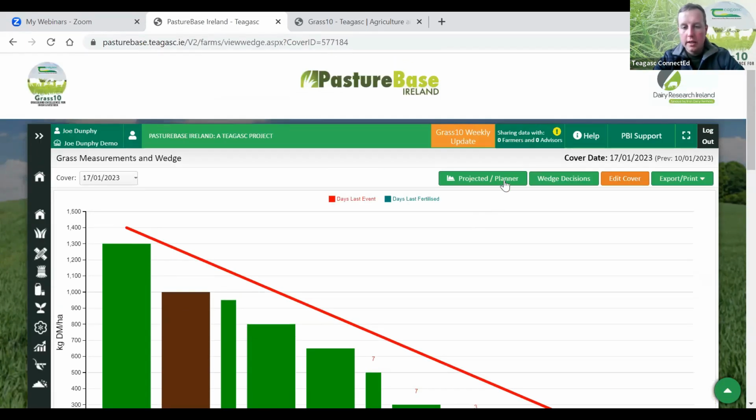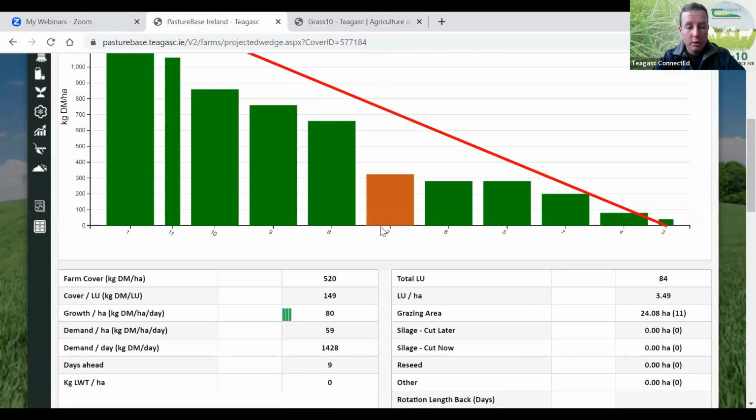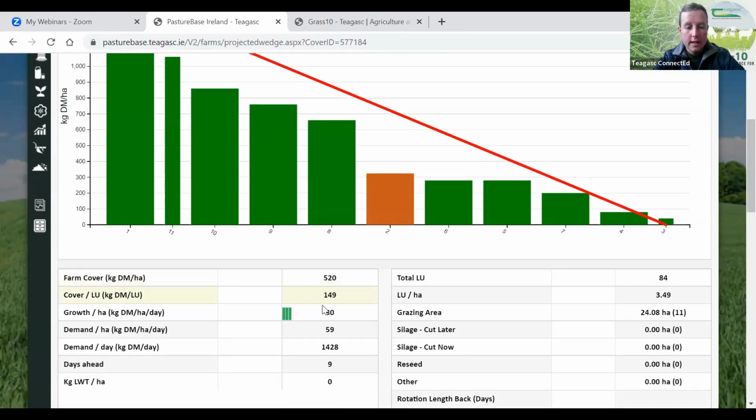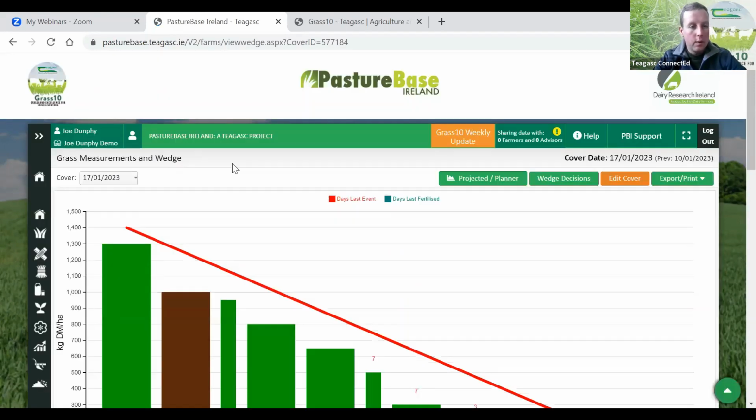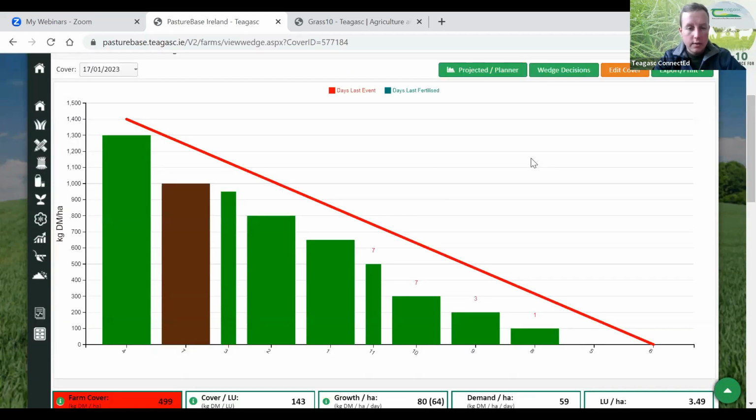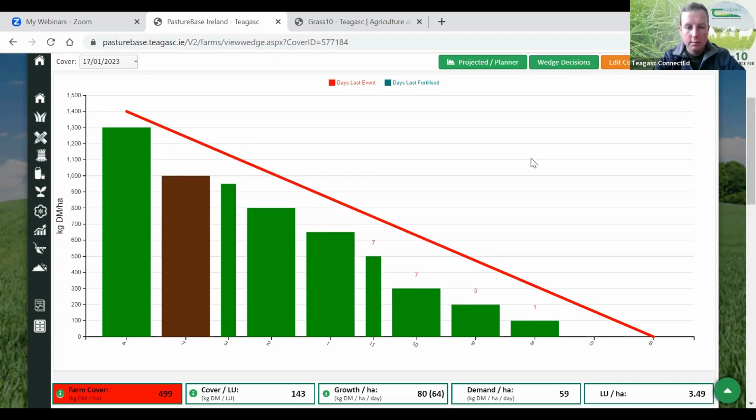But if we just projected to see where we'd end up next week with it, and again, grass grows grass. So if we've dropped cover, it will drop growth rate. So you can see there, it's running things too tight. So in that scenario you'd probably take out one paddock, so your cover per cow goes back to 188, and leave it at that, and then again the following week pick it up. You might have to take out another paddock the following week, or in 10 days' time you might have to take out something else.